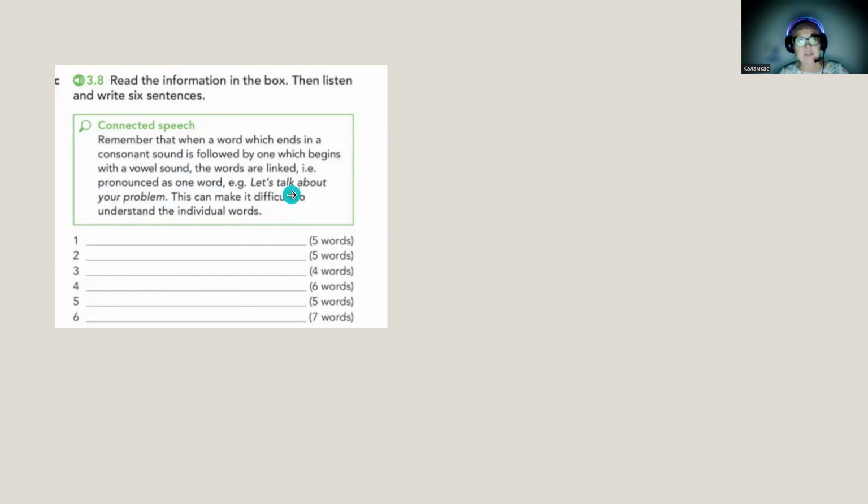This is consonant k, and it is a vowel. Yeah, it is vowel. So k and and let's read these 2 words again. Talk about. Talk about. So we can read these 2 words like one word, okay?